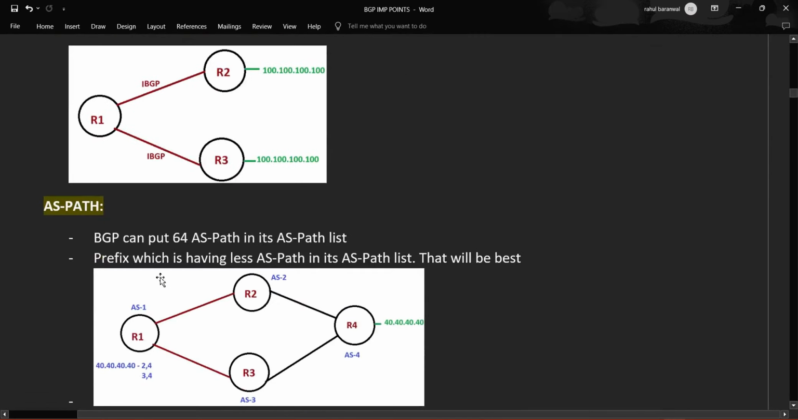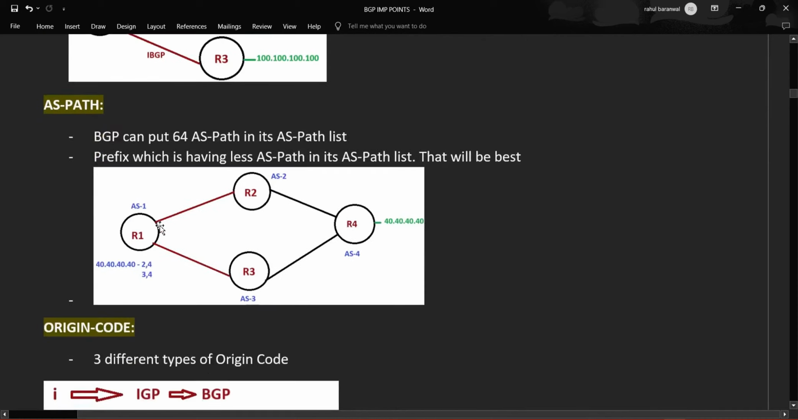So our next path selection criteria is AS path, the autonomous system path. BGP can put 64 AS numbers in its AS path list. Here we suppose we have four routers, R1, R2, R3 and R4, and we have eBGP neighborship between all these routers. R1 is in AS1, R2 is in AS2, R3 is in AS3 and R4 is in AS4. Suppose R1 is receiving the prefix 40.40.40.40 from R4.